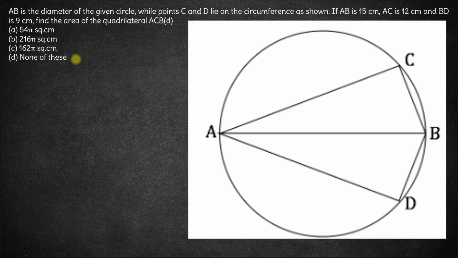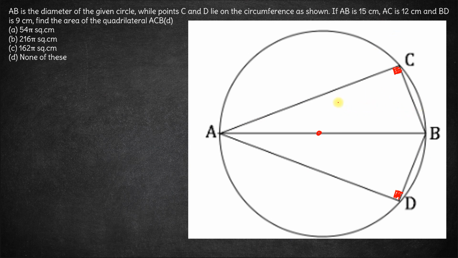Hi. Here in this question we have AB is the diameter of the given circle while points C and D lie on the circumference. So AB is the diameter. So there will be a center somewhere here. C and D lie on the circumference. Now since AB is a diameter and C is connected to A as well as B, that means this is the angle made by the diameter on the circle, and we know angle made by diameter anywhere on the circumference of the circle will be a right angle. So this angle will be 90 degree. Similarly this angle will also be 90 degrees. ADB will be a right angle and ACB will also be a right angle.